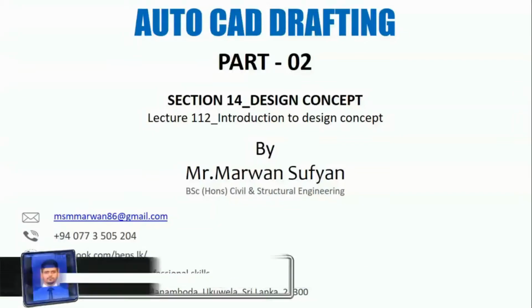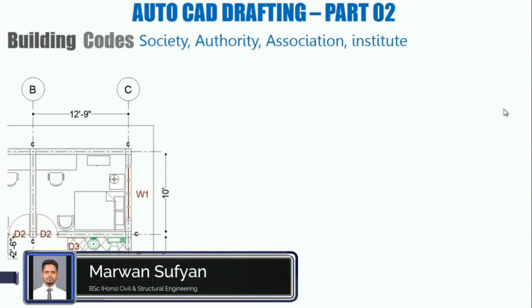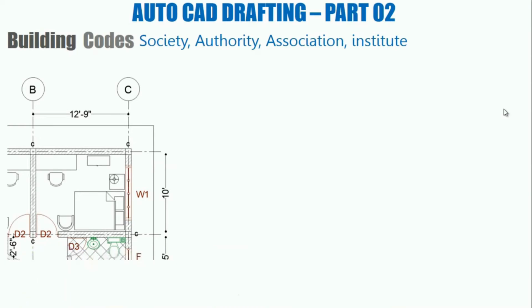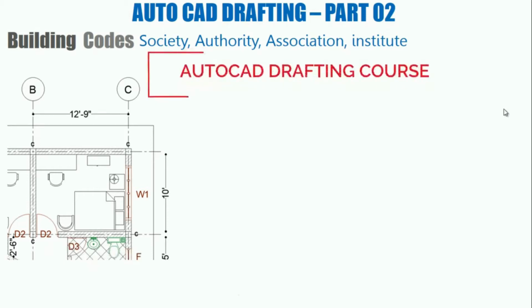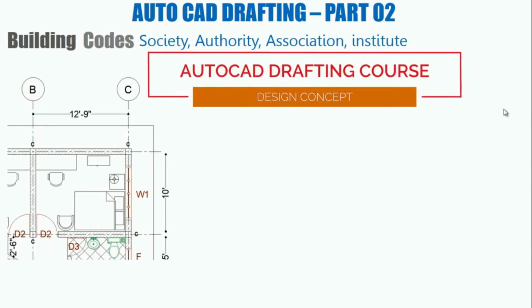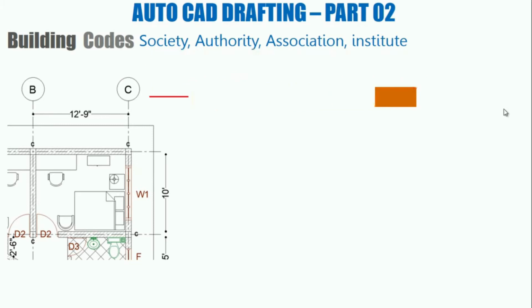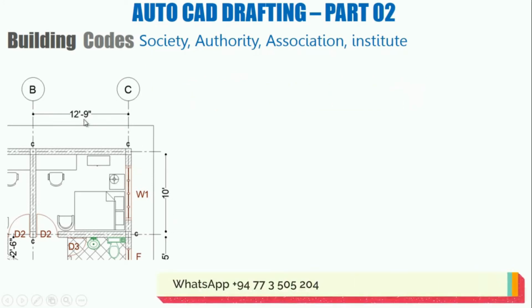AutoCAD Drafting design concept. Here I'll start with a story. We'll say I'm designing a residential building for a client, and this is part of that. Here I have the interior arrangement, or interior floor plan, of that building. And if you check the building, this is 10 feet by 12 feet 9 inches.